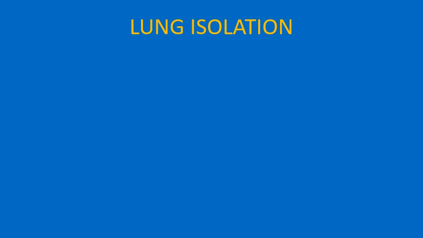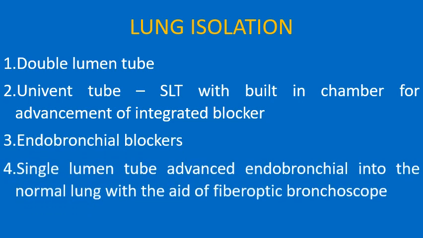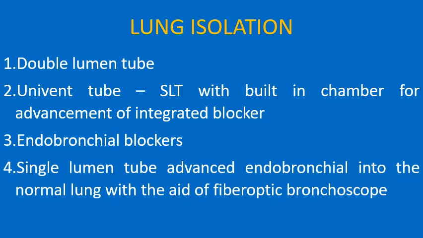Now, after giving the induction agent, we have to isolate the lung. How to isolate the lung? There are various methods of isolation of the lung. One is the double lumen tube. Second is the Univent tube, a single lumen tube with a built-in chamber for advancement of an integrated blocker. Then we have endobronchial blockers, and also a single lumen tube, which is advanced into the bronchus using a fiber optic bronchoscope.